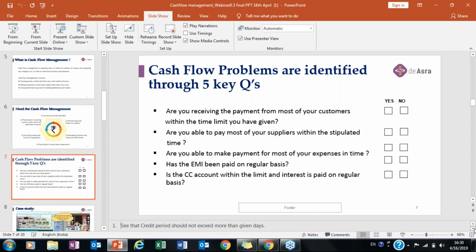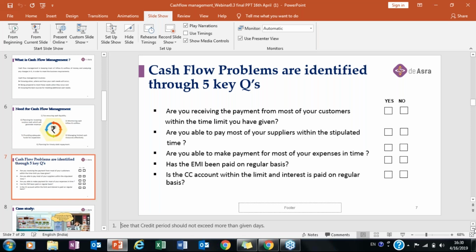So, are you receiving the payment from most of your customers within the time limit you have given? Which means the credit period should not exceed more than the given days. When you do business with some person, in some industries, you need to give them some amount of credit period when the money is recovered, maybe after 30 days, 60 days, or 90 days, depending upon the business you are into. But when the day has come, you make sure that all the money that you have invested comes back to you on the same day. So your credit period should not exceed more than the given days.